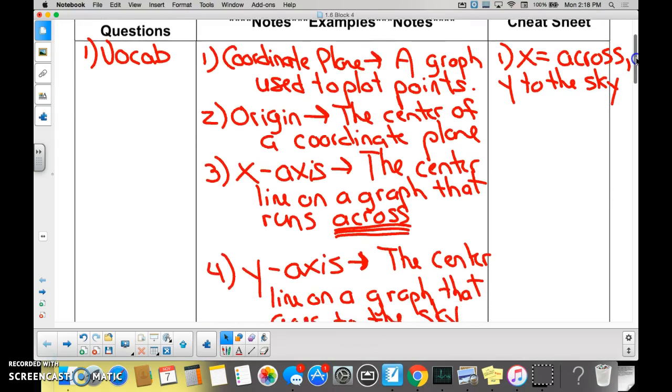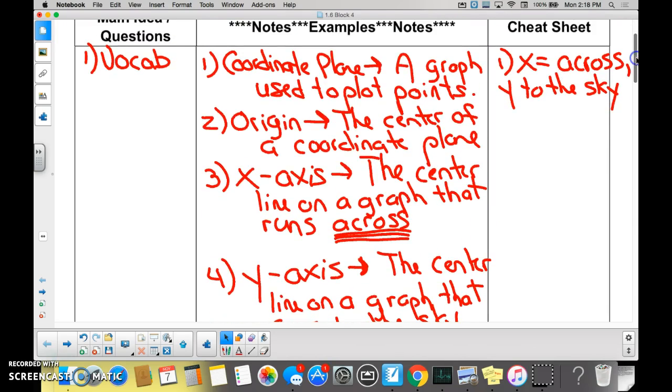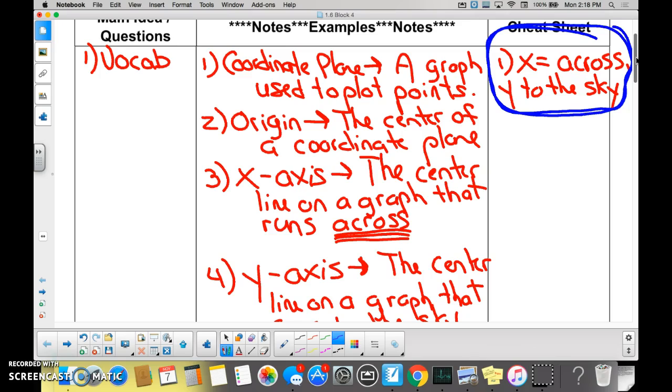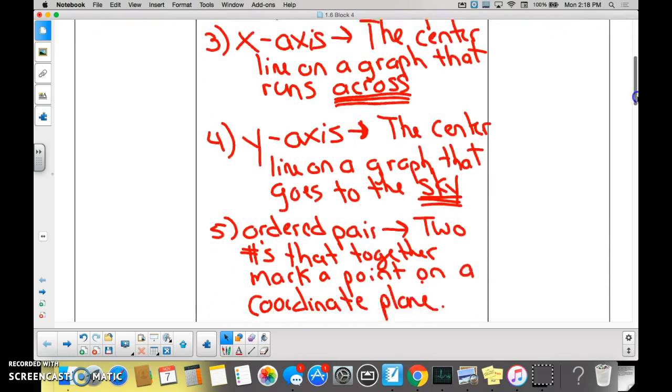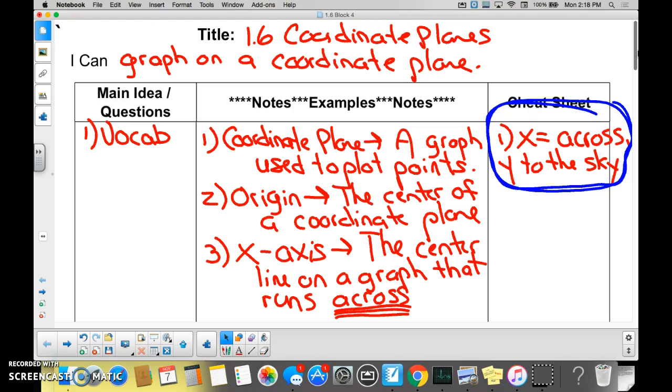Yes. The first section was vocab. What would you say is the most important thing to remember after we did all of the vocab? I'm not trying to give you a hint at all here. X is across, Y is up. So we had x-axes, y-axes, origin, coordinate plane, ordered pairs. We said you got to remember that x goes across, y to the sky. Let's take a look at what that looks like.